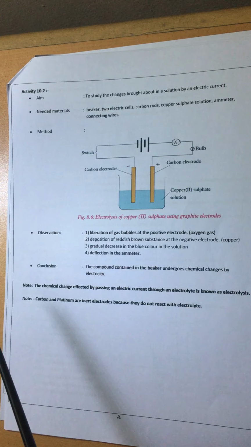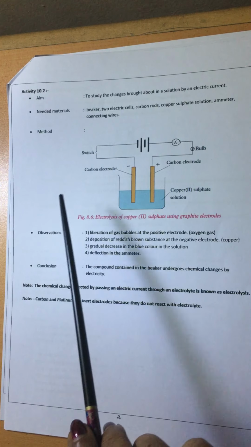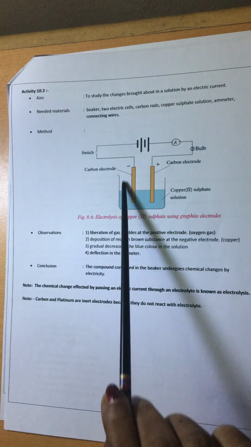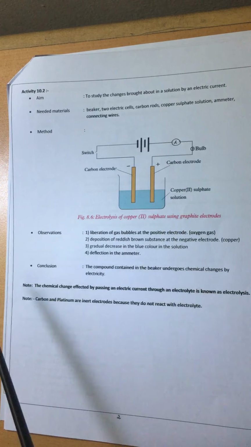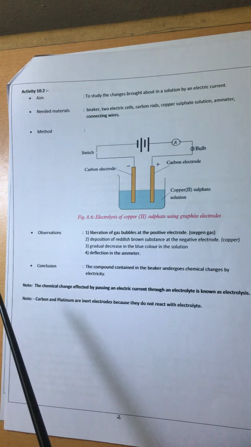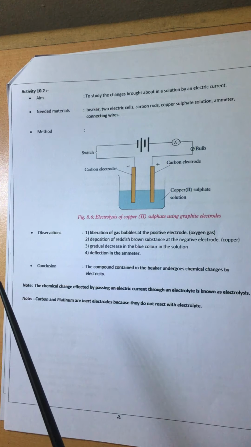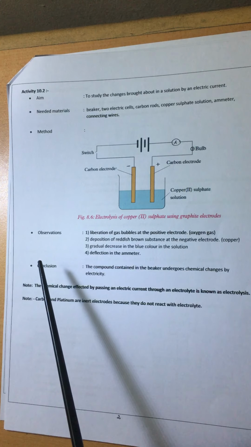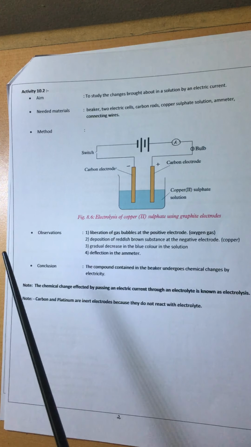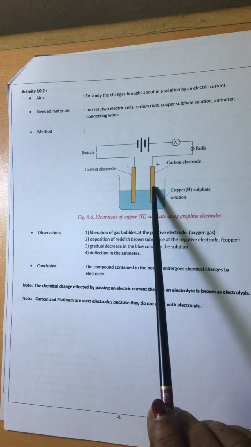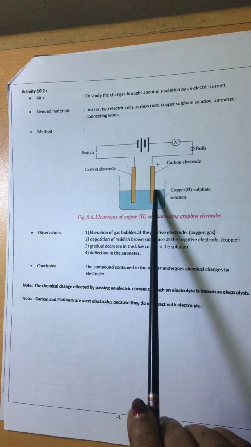So what is going to happen? When you switch on this circuit, the current will pass through it, from the plus. The copper sulfate solution is an electrolyte. So you can notice some observations. At the positive electrode, gas bubbles are evolved. That is actually oxygen gas.